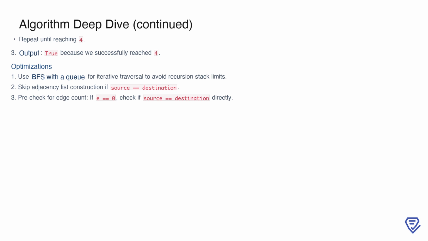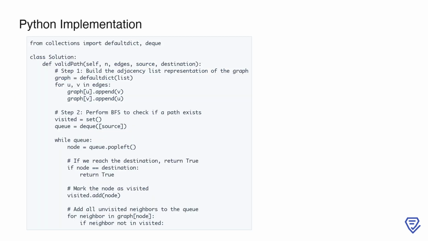Here, we begin by importing two essential modules, defaultdict from the collections module to handle the adjacency list and deque to facilitate the breadth-first search, or BFS, traversal. Inside the valid path function, our first step is to construct the graph using an adjacency list. We use a defaultdict of lists to store the connections between nodes. For each edge in the input list, we add the nodes to each other's adjacency list, ensuring our graph representation captures the bidirectional nature of the edges.